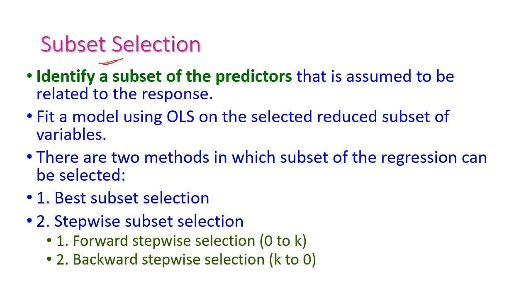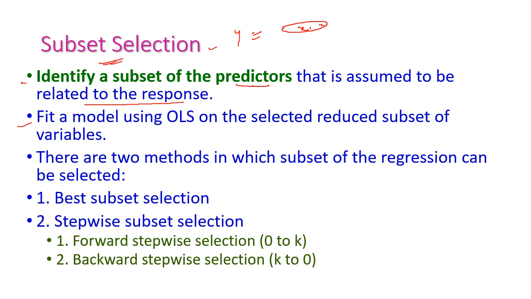The next one is subset selection. Subset selection means identifying a subset of predictors that is assumed to be related to the response. That means we need to select the best set of x values to predict the y value. Which x values will be very suitable for predicting the y value? That selection is called subset selection.